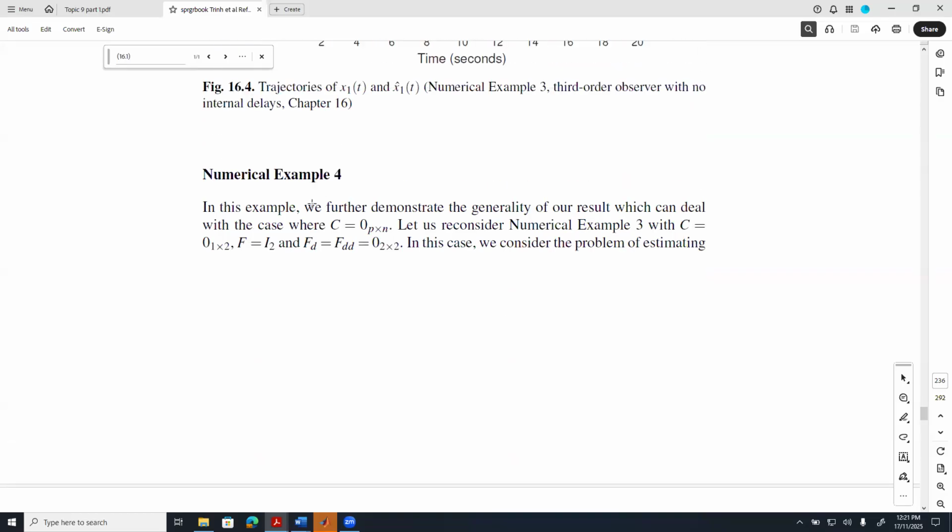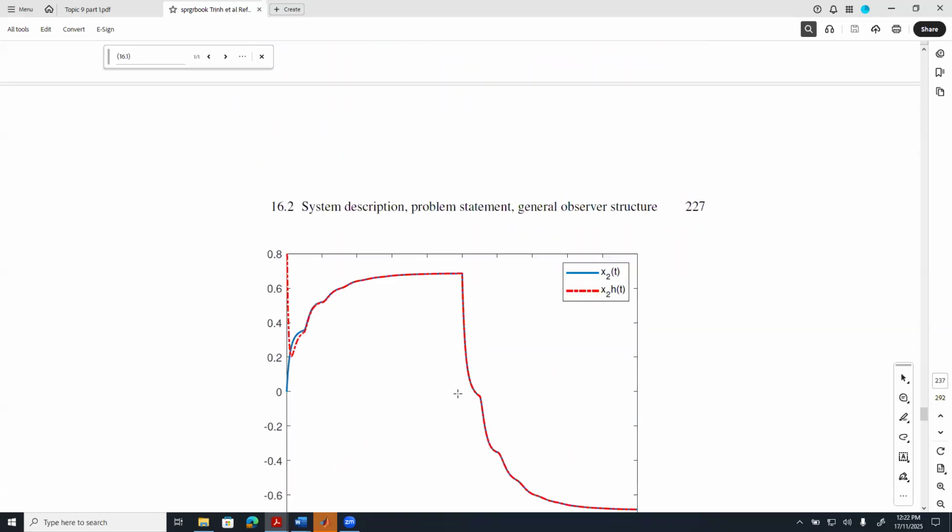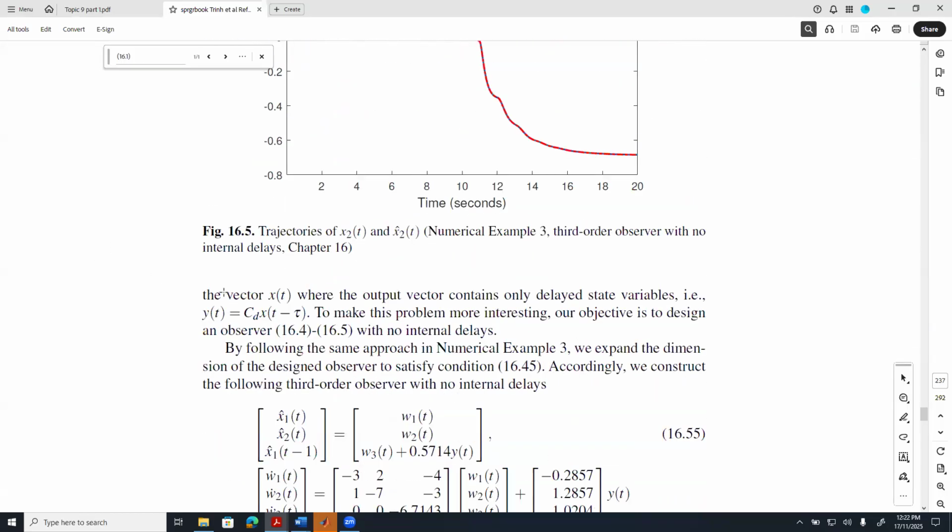So this example says, let's look at the situation where C equal to 0. And let us reconsider example 3, which is basically C equal to 0, and we want to estimate this entire stack vector, which is basically the instantaneous information of the stack vector, using the delayed output measurement. So we consider the problem of estimating the stack vector, where the output vector contains only delay variables.